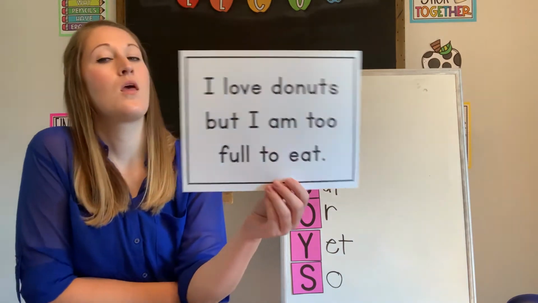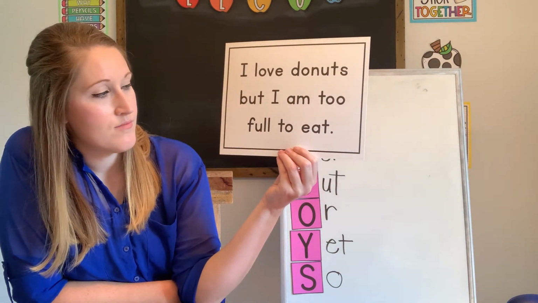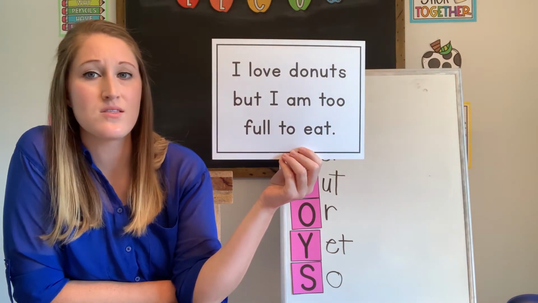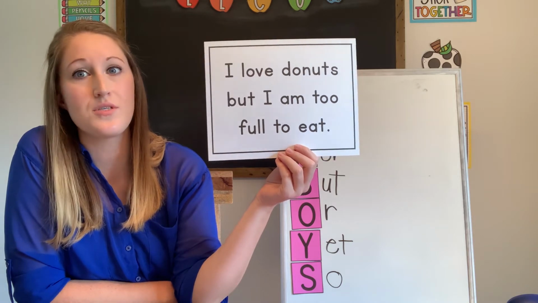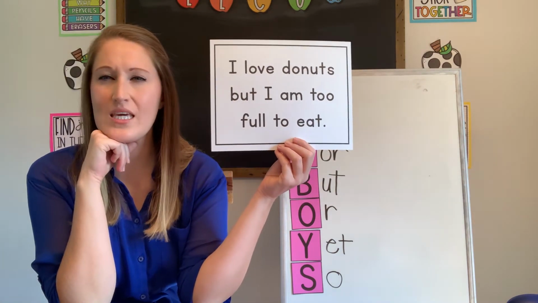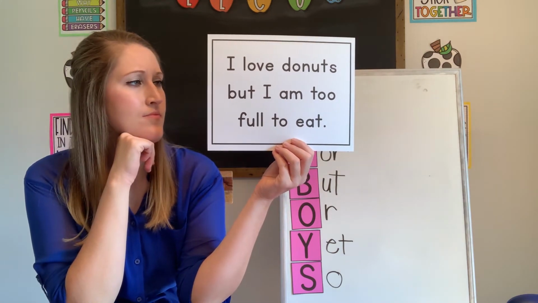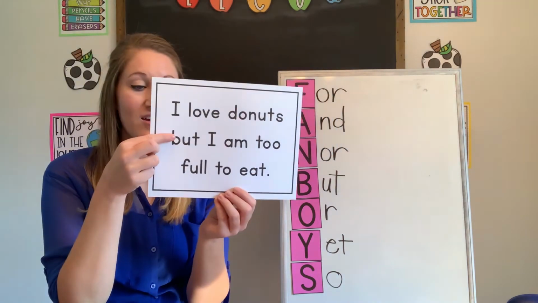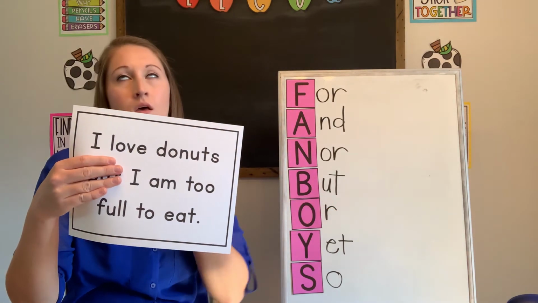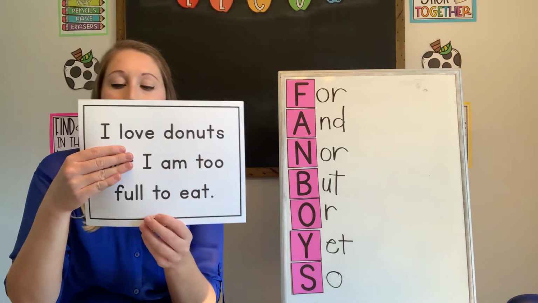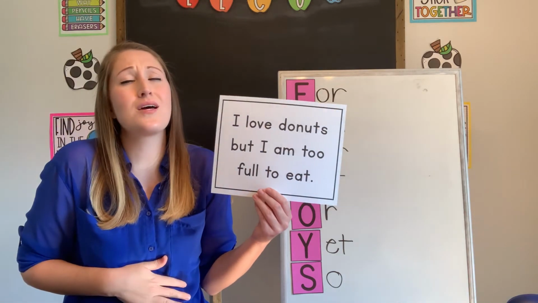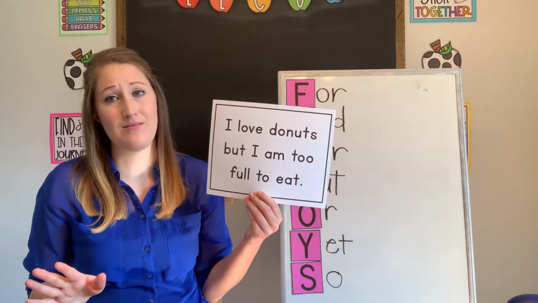Up first, I love donuts, but I am too full to eat. Do we have a conjunction here linking together two thoughts? Good, it's but, right? If we took this out, we almost have two sentences on our own, right? I love donuts. I am too full to eat, right? When we add that but, it helps to make our sentence a little bit stronger, make a little more sense, right? I love donuts, but I am too full to eat. Good job.